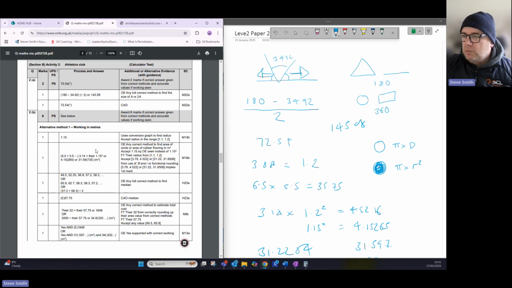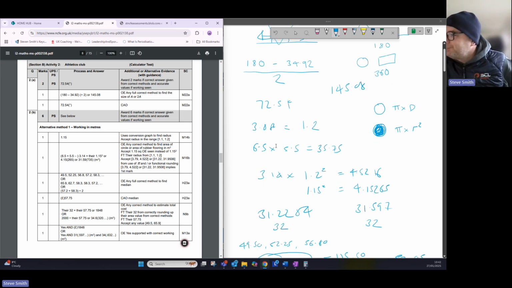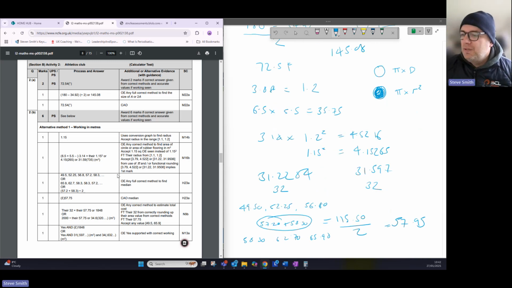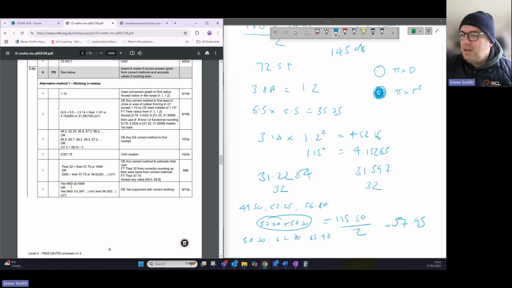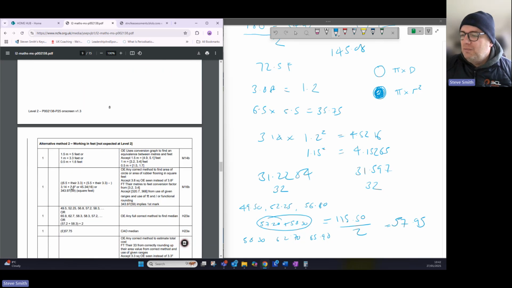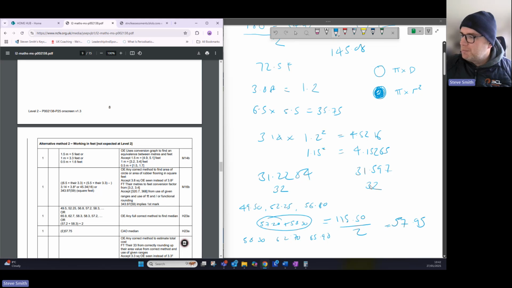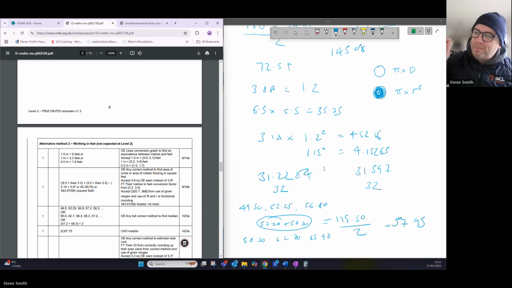2B, working in meters, 1.1. Where's the answer at for this one? I should have been more clear. Where have I got my answer at? 32. 32, 32. Are we looking for 32 anywhere? I've got 32 there. That's quite difficult because I don't really remember. Oh, 57.95. There we go, 57.95. Then do I add something on there? Yep. So, okay, I get it. So 32 was my number of, I changed feet to inches, meters to feet.